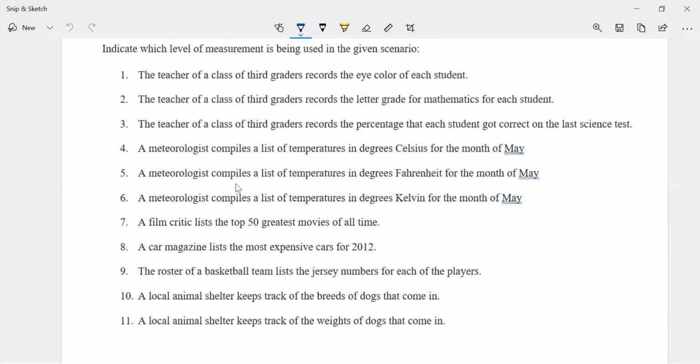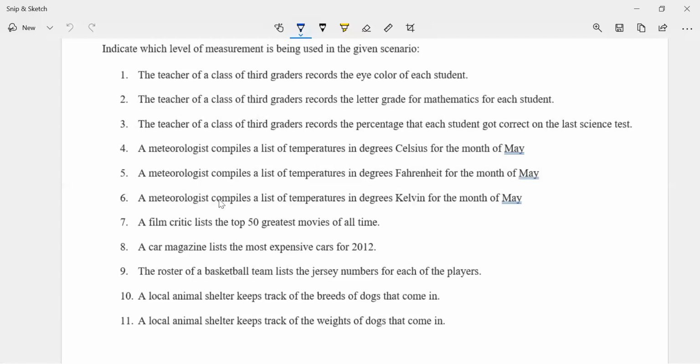Take a look at number 5. This person compiles a list of temperatures in degrees Fahrenheit for the month of May. Well, it's the same thing as that one, right? I'm using Celsius here, and I'm using Fahrenheit here. It's not ratio because I cannot say a day with 25 degrees Fahrenheit, which is cold, and a day with 100 degrees is just 4 times as much. No, it doesn't work like that. So it's not ratio. This is also interval.